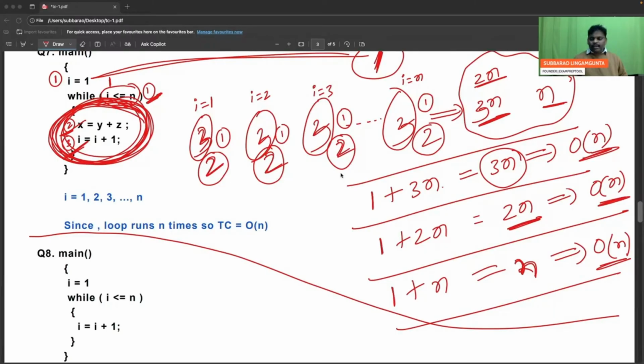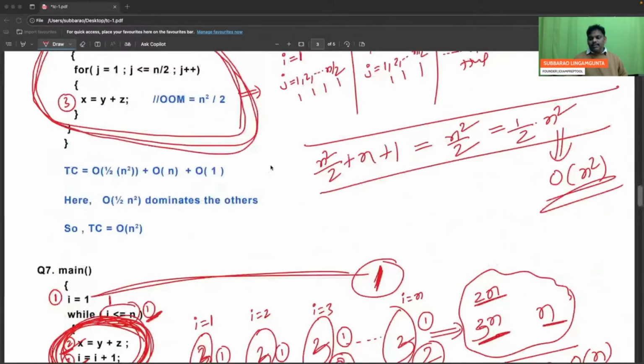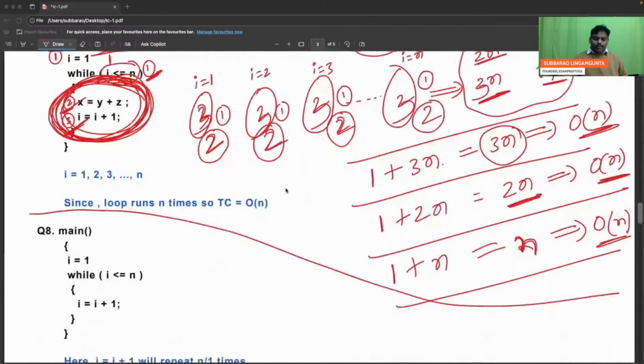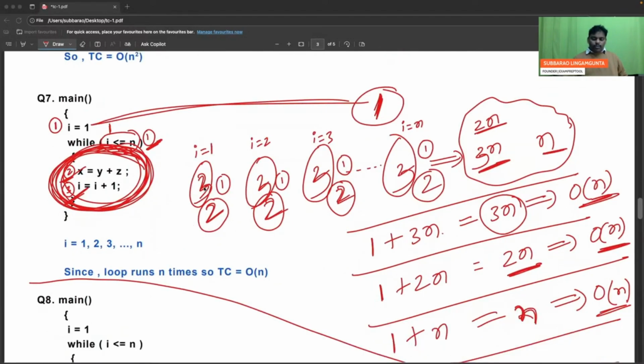8 problems I have done. The purpose of this is that within 3 months you will complete the total DSA. You will do practice for 3 months and you will be perfect in DSA. The first topic is time complexity finding. I have done 7 problems so far. Let's go to the 8th problem.